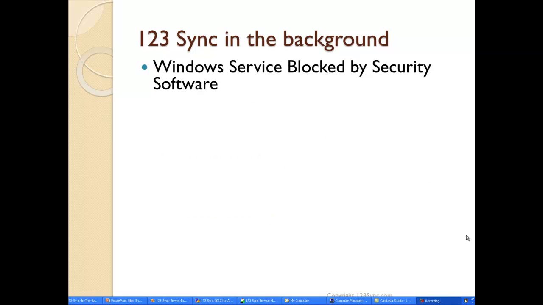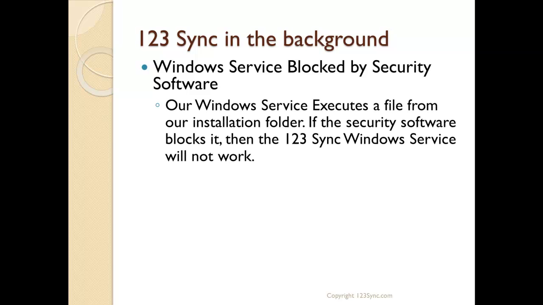Oh, the one piece I almost forgot is if your security software blocks our software from executing, the Windows service will not work. Our Windows service executes a file from the installation folder. If your security software blocks it, then our Windows service will just not work. Basically, then you have to use either the system tray background processor or just the standard Windows Task Manager to run background processes for 123Sync.